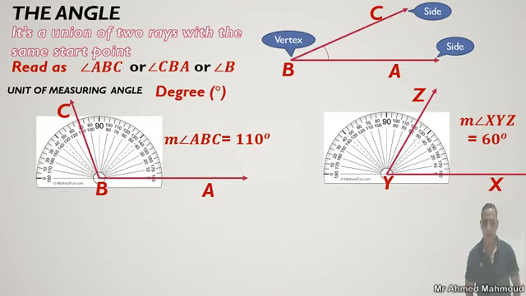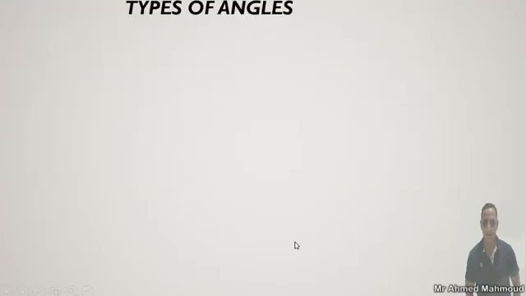Now we have learned the definition of the angle, and it is the union of two rays. How can we read the angle ABC or CBA? The unit of measuring angle is the degree. Now we are going to learn the types of the angles. Of course, we have learned the types of the angles in the primary stage. We have learned 4 types before, but today, inshallah, we have 2 new types, which make them 6 types. The first type is called the zero angle.